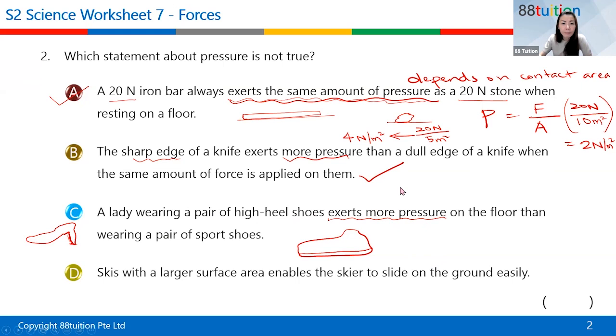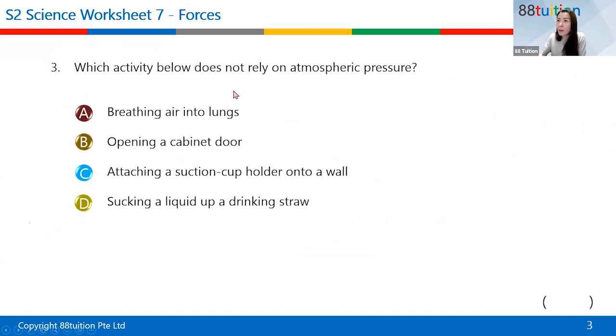Okay. Skis with a larger surface area enables the skier to slide on the ground easily. Correct. This is true. Okay, because the contact surface is wider. Next one.